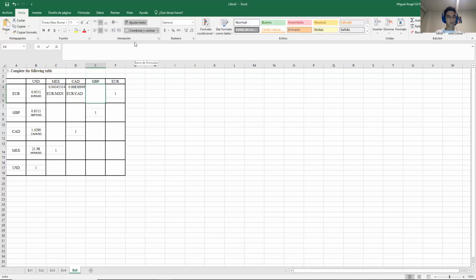Then with GBP, it will be this over this, 0.9551 over 0.851. And it will be euro over pound. And we can do that for the next slide. I think we can do it pretty simple. I will skip writing the rate because we already know it. So 0.8511 is pounds over the one of pesos, 21.98. So this will be pounds over peso if you want to write it.